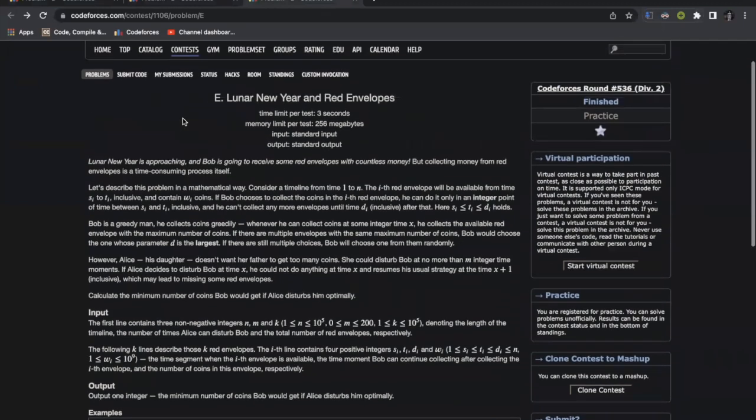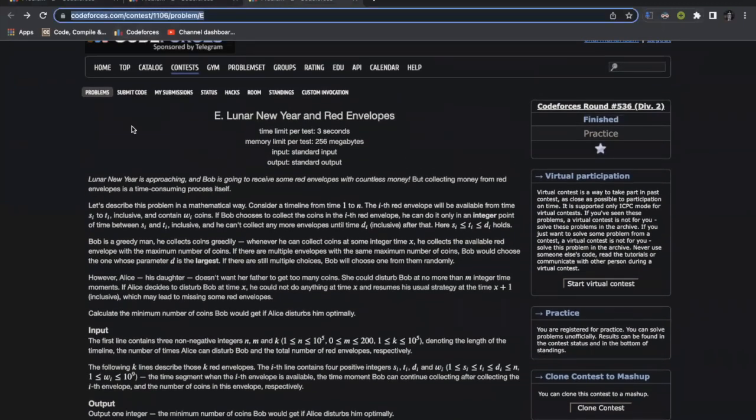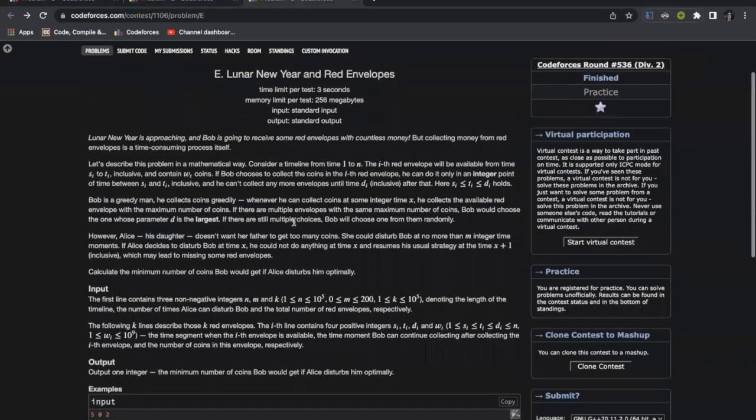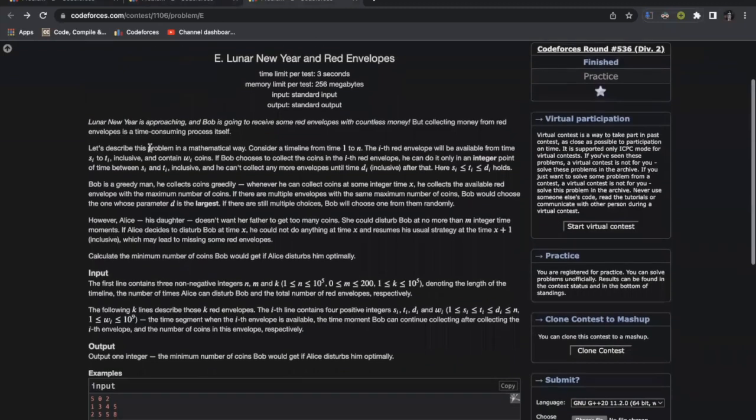This is from Codeforces Round 536, problem E. I'll just share the link in the chat. Okay, so let's read the problem.